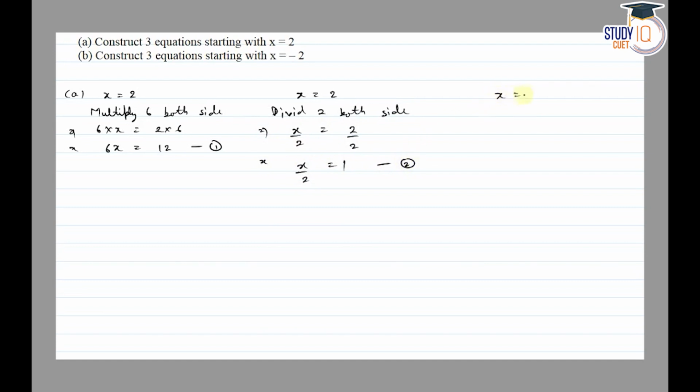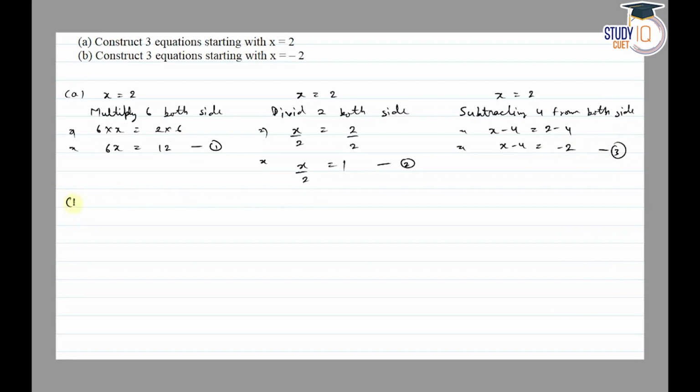Then x is equal to 2, subtracting 4 from both side, x minus 4, 2 minus 4. x minus 4 is equal to 2 minus 4. So 2 minus 4 जगह पास minus 2. So ये पास equation 3.